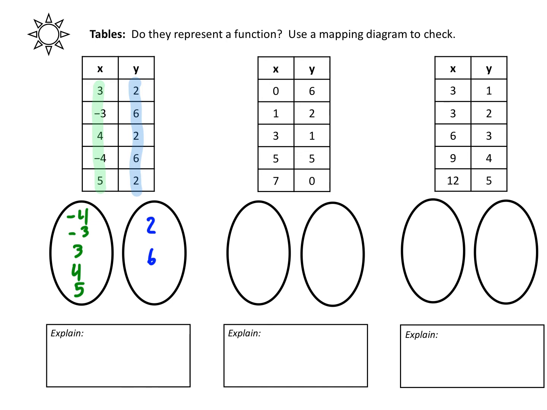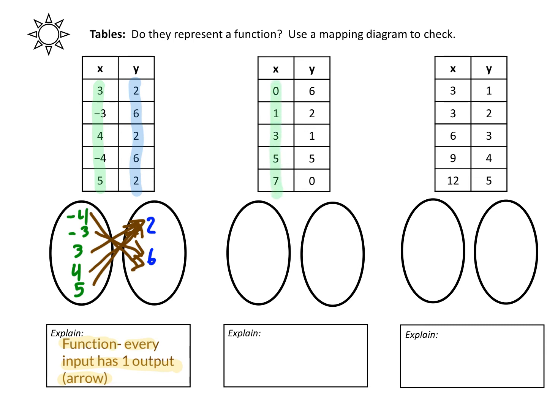Now, let's draw arrows or lines connecting the inputs to the outputs. Well, here we have 3 goes to 2, -3 goes to 6, 4 goes to 2, and -4 goes to 6. We also have 5 goes to 2. Notice how in this table every input has exactly one output or arrow, so this is a function. Now let's look at the second example.